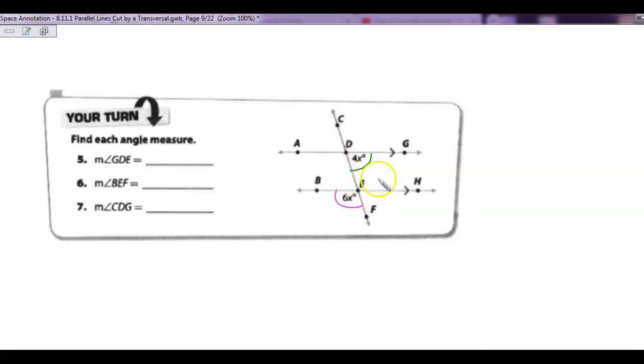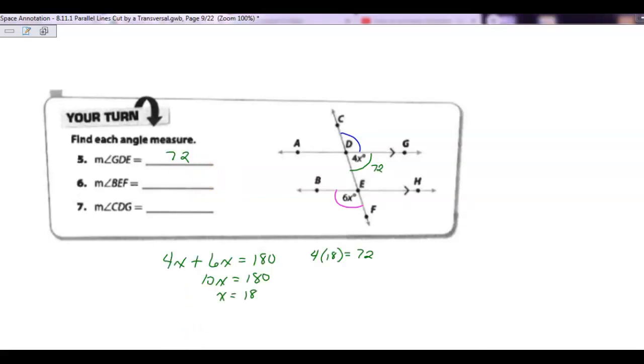So try to figure out what the measure of this angle is. Then they're going to want BEF. BEF, that's this one here. And then once you have all of that, they want angle of CDG, which is this one here. Okay? Mark that one in blue. So find the measure of angle GDE first. Okay, you should have figured that the angle for GDE is 72 degrees by taking 4 times 18.